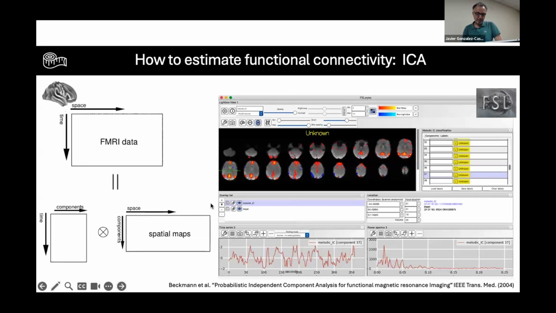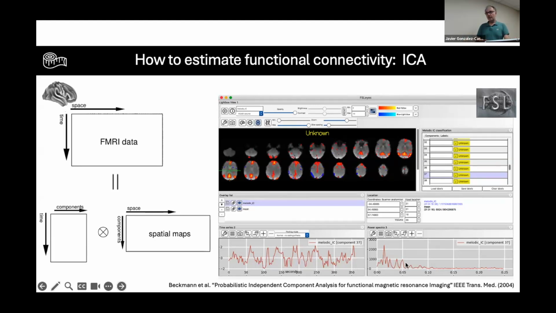And here is an example of one of the many components in a given data set. Here it looks like this is the default mode network, which we know because of its anatomical presentation here, and a representative time series. Once you get the representative time series, you can always compute the spectrum, which is a good idea.